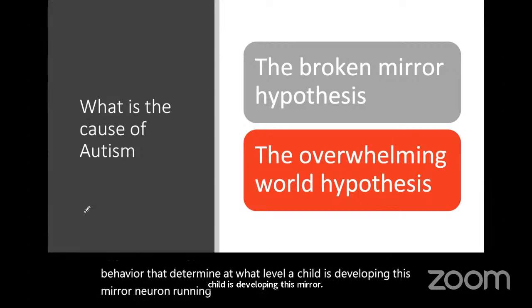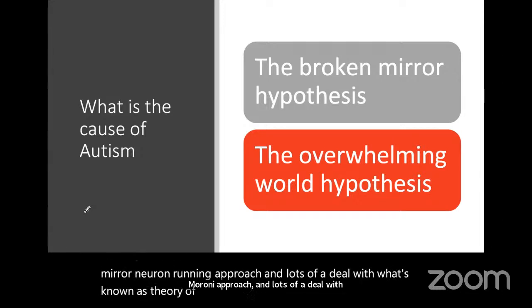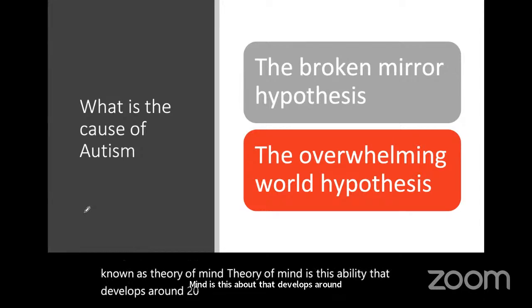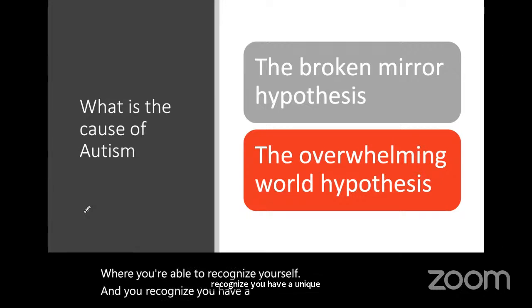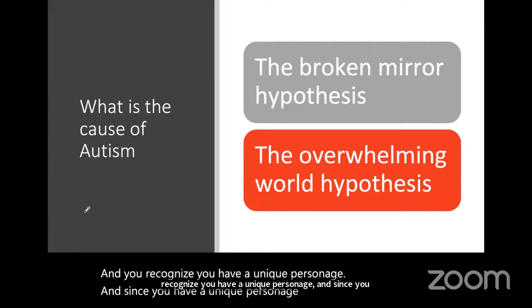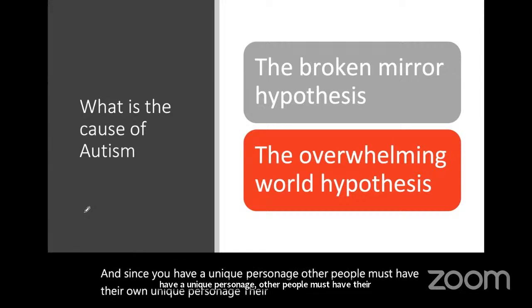And lots of it deal with what's known as theory of mind. Theory of mind is this ability that develops around 24 months of age, where you're able to recognize yourself and you recognize you have a unique personage. And since you have a unique personage, other people must have their own unique personalities, their own unique perspectives, their own unique ideas.